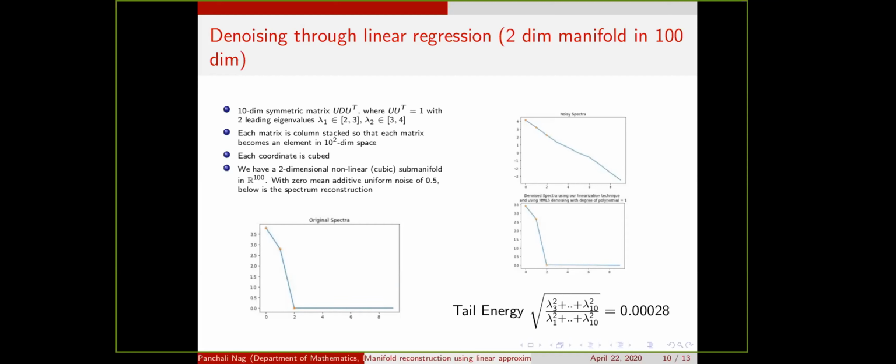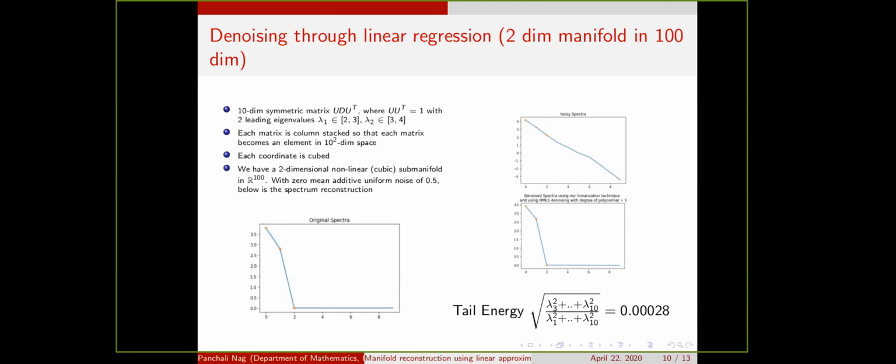And then we reconstruct it simply by linear methods. So this is the success of this method, because this was explicitly nonlinear. And the sample size was about 2,000 matrices. And then the tail energy that we compute, which theoretically should be zero, because it's a measure of the residual eigenvalues, is found to be very close to zero.